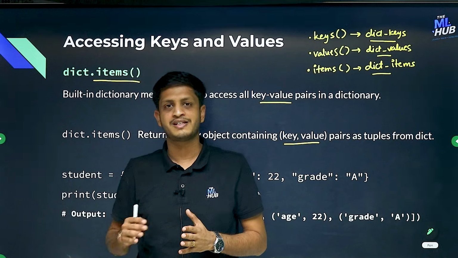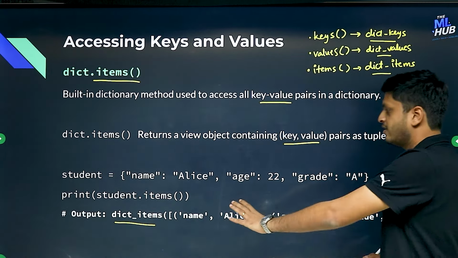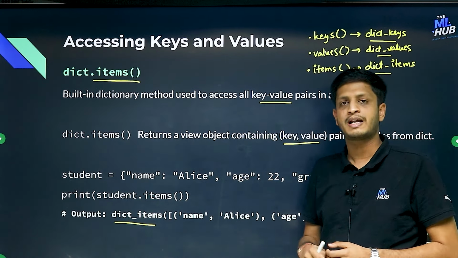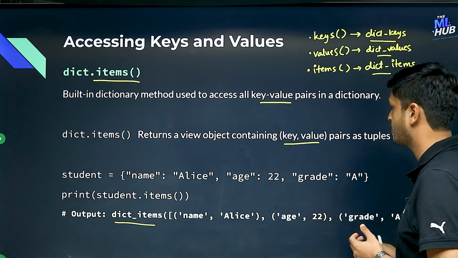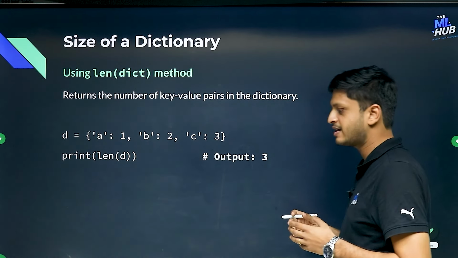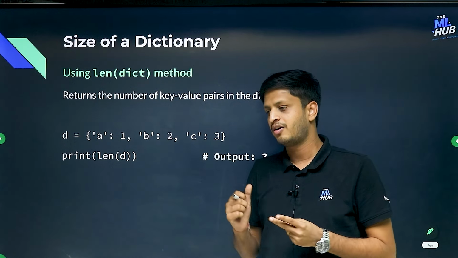In this lecture, we will see in detail how it works internally as well. So if you want key and value both for the entire dictionary, you can use the dot items function inside a dictionary. Now next is size of a dictionary, very simple, just like the size of a string or a list or a tuple or a set.